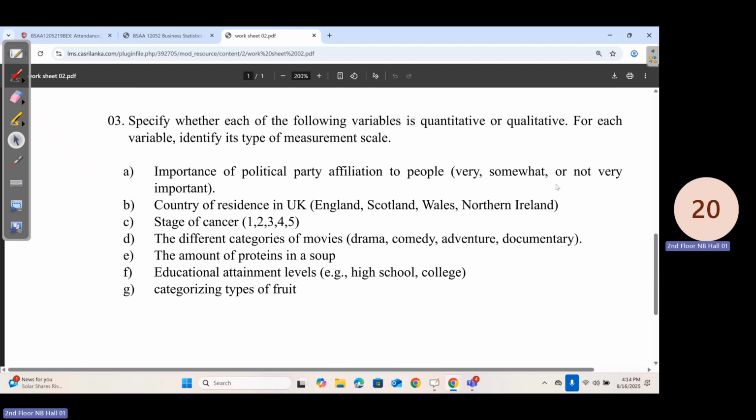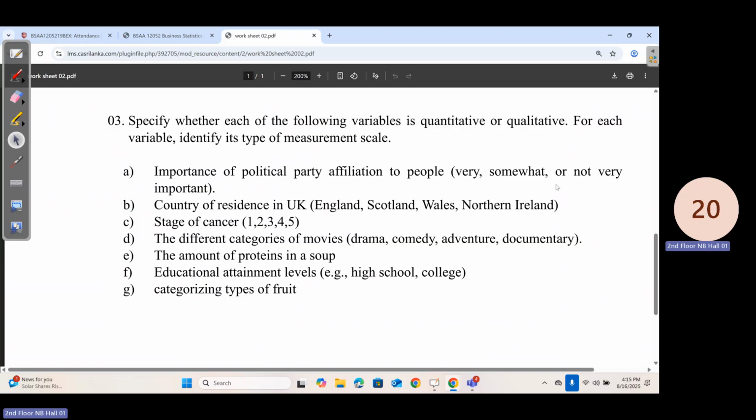Then the second one, country of residence, UK. What is the level of measurement? Nominal. Why? We can only label it. We cannot order them. Then the third, stage. Ordinal. Here numbers are there, but it's not a numerical value. We say stage 1, stage 2, stage 3. We can order them, but it is not a numerical value.